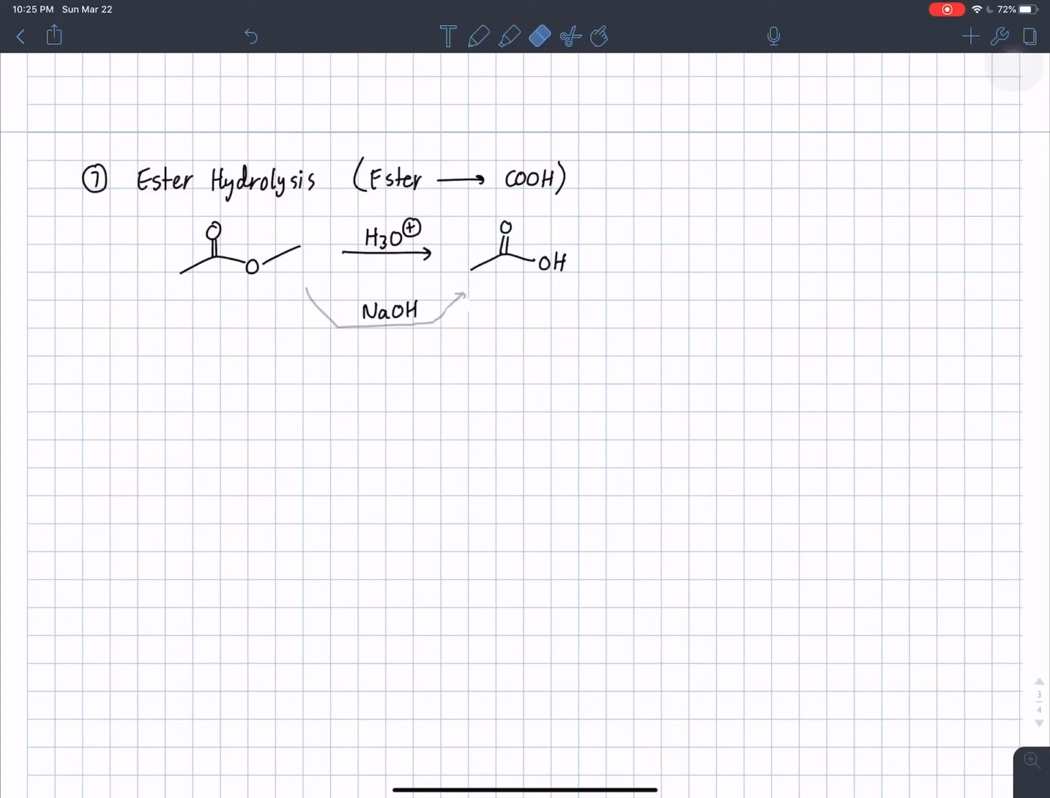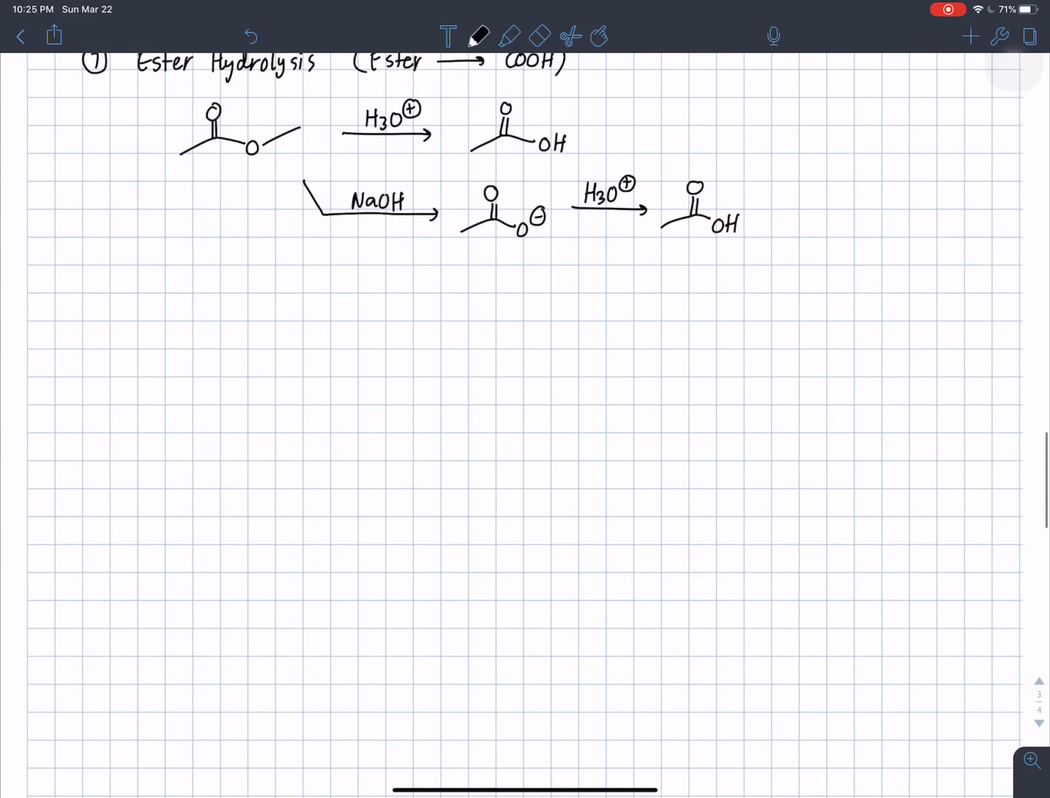Now, I will actually point this out. If you do the base one, you actually don't end up with carboxylic acid. You end up with O minus, which you then have to put through H3O plus anyway to make the carboxylic acid. So this one makes more sense. If you use this one, you'll end up with the O minus. So sometimes you don't want that. If you want that, then great. But all right, let's take a look at the mechanism for this.